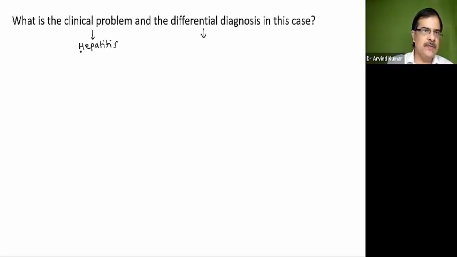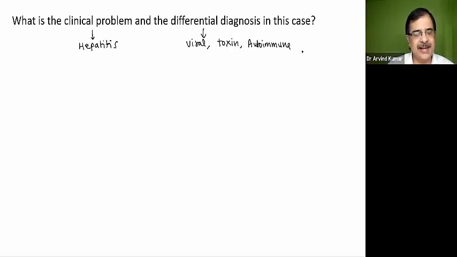The differential diagnosis of this hepatitis, which is most likely an acute hepatitis, can be viral hepatitis. It can be toxin-induced hepatitis. Or it can be a hepatitis which initially presents as acute and, if not treated, can later convert into chronic hepatitis. So it can be autoimmune hepatitis. Maybe we can keep a possibility of the first episode of autoimmune hepatitis. So these are our differential diagnoses.